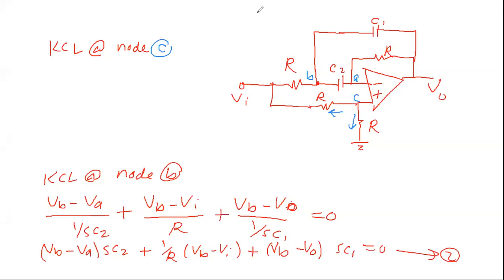So we can write this as VC over R. Okay, so this is this current here. VC minus 0 over R plus, what's the second current? VC minus Vn over R equals 0. Okay, so this is equation number 3.